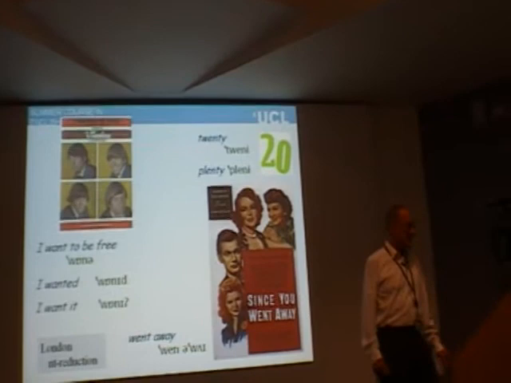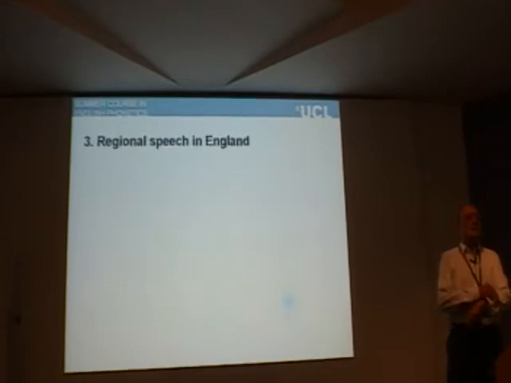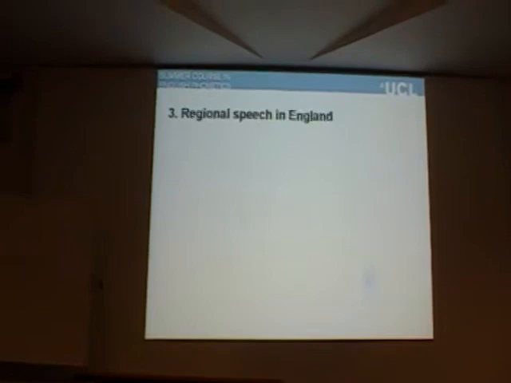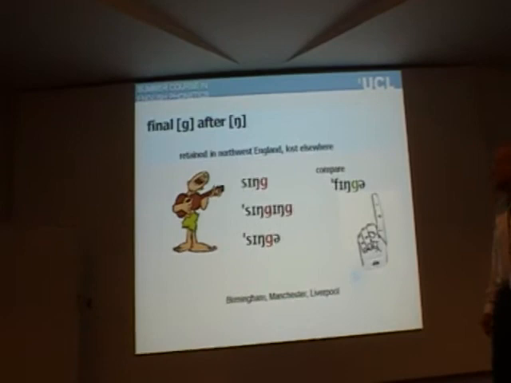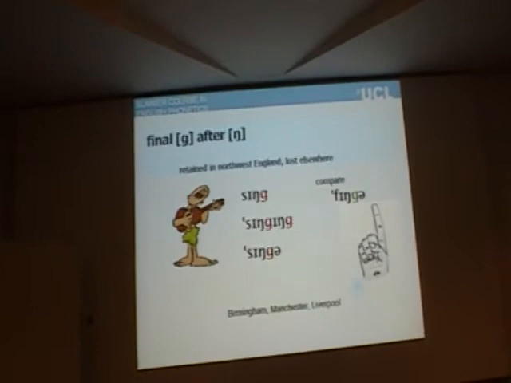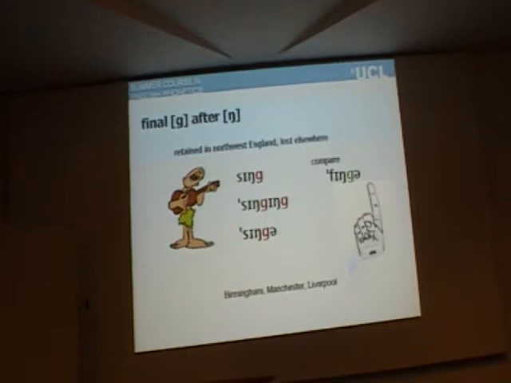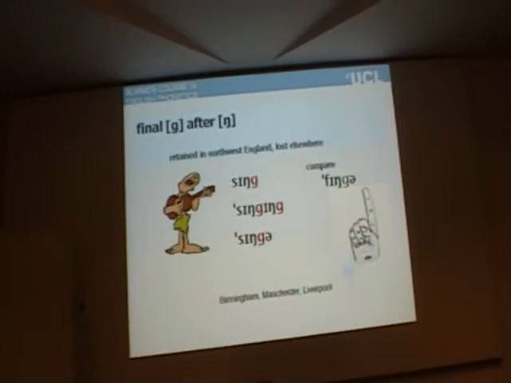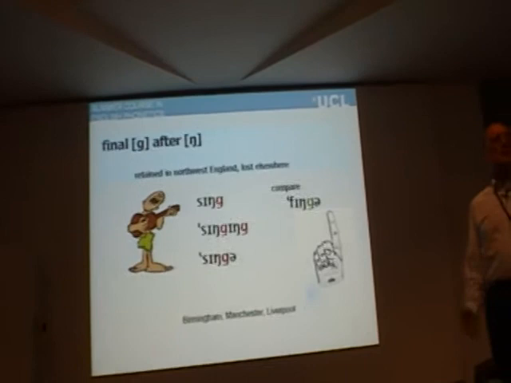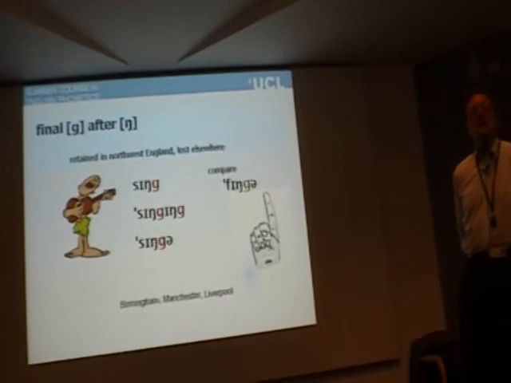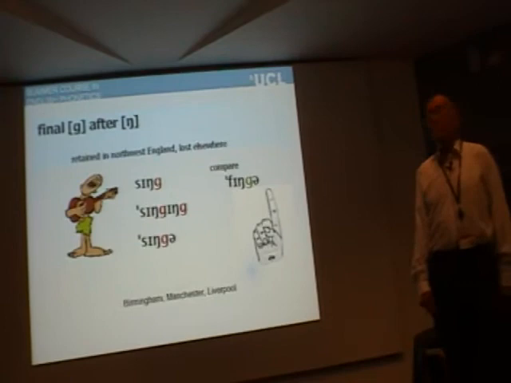Now I want to look at one or two matters which are regional within England and are very well known differences between different local varieties. In words like sing, historically, we used to have a g, a voiced velar closure at the end. Historically, it used to be "sing-g". This pronunciation with a g was lost in most kinds of English. We deleted final g after a nasal. So historical "sing-g" became "sing". "Singing" became "singing". A "singger" became a "singer".